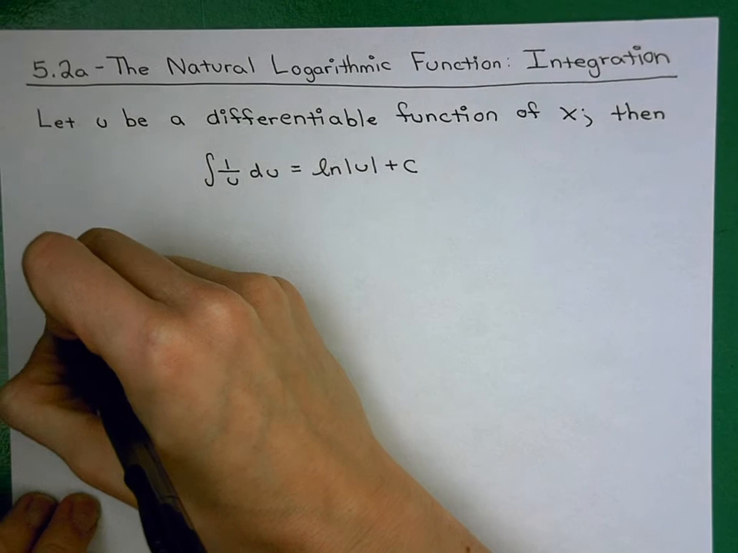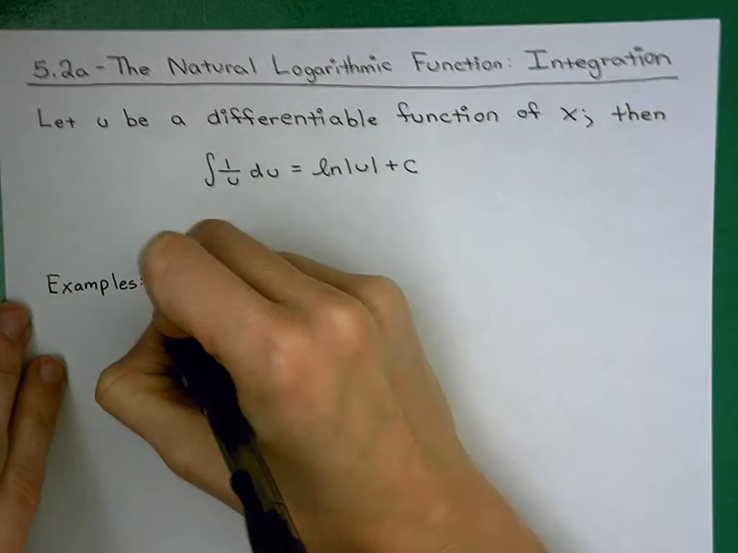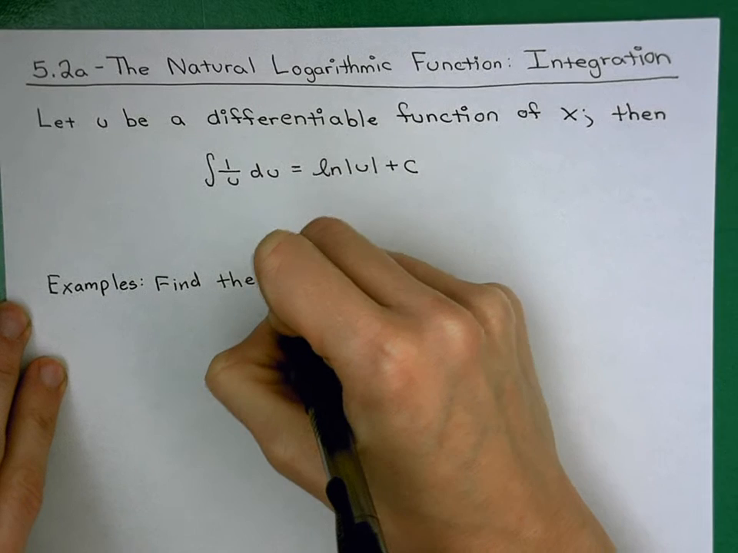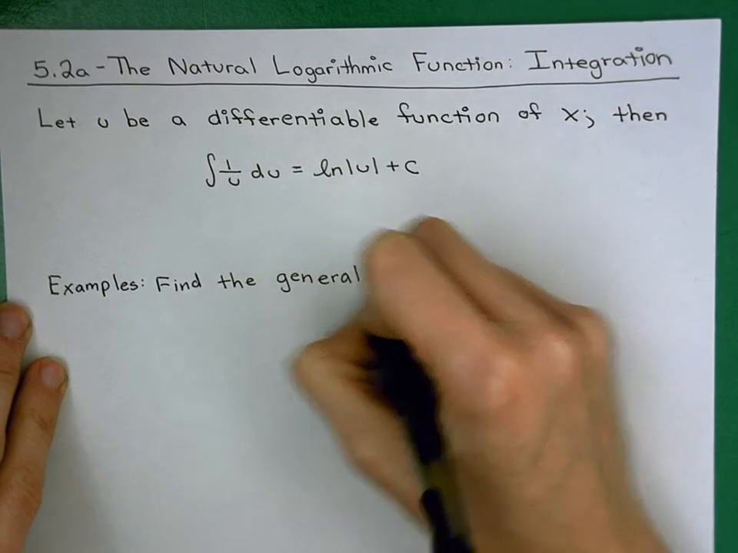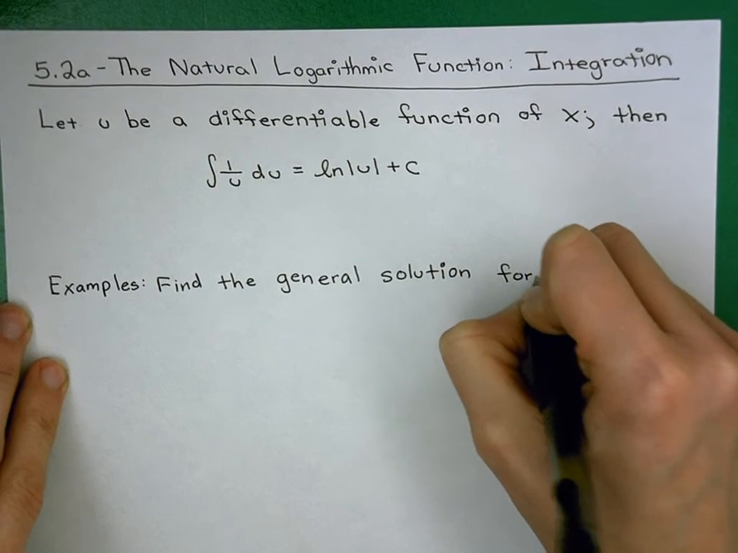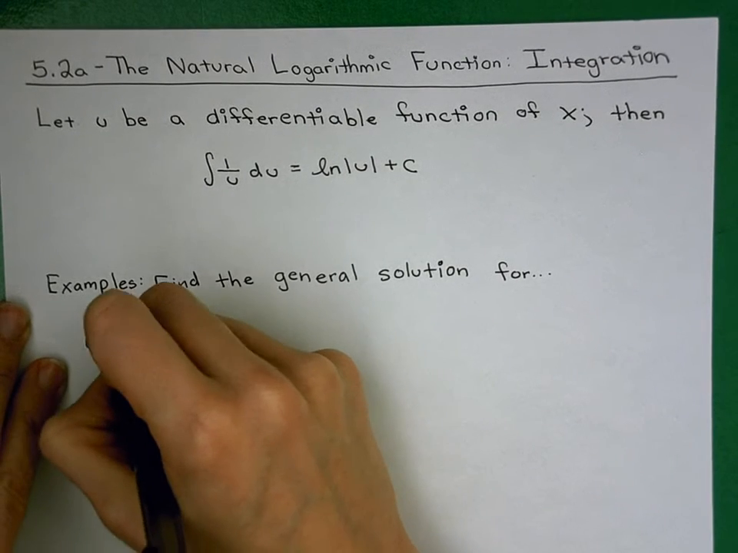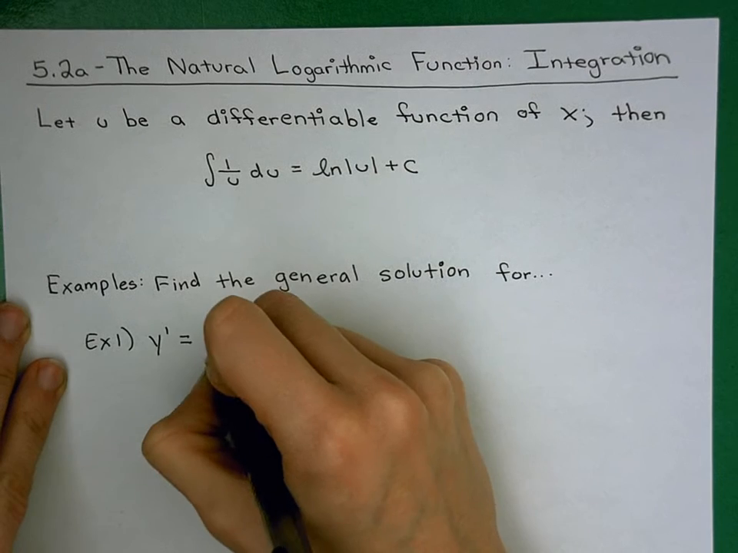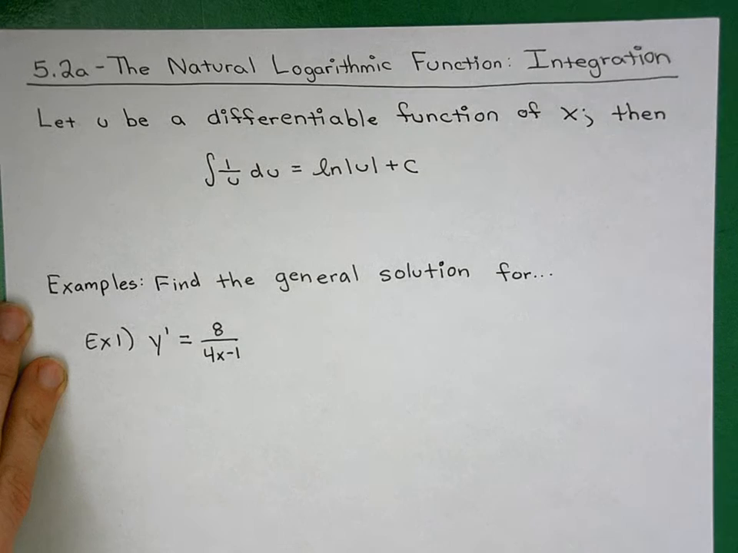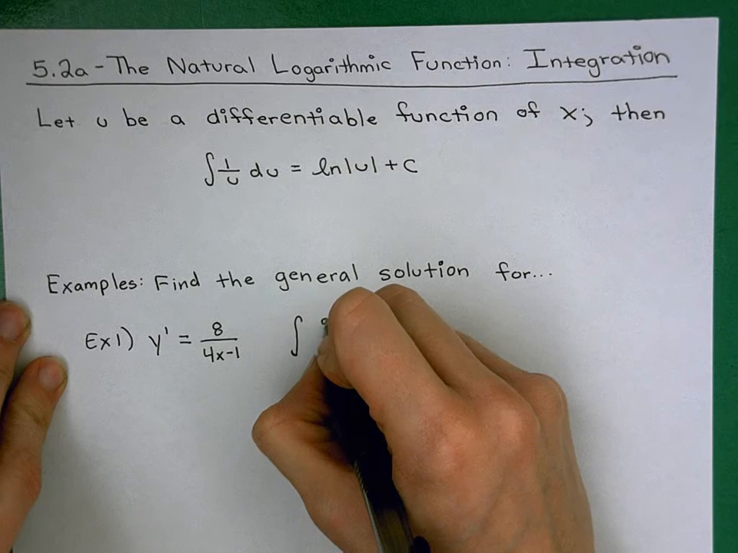Okay, so all of our examples here are going to have the same directions, which are going to be to find the general solution for, and so then the first one here, example 1, is going to be y prime equals 8 over 4x minus 1. Okay? So when we're finding the general solution, we're going to go ahead and take the antiderivative here.